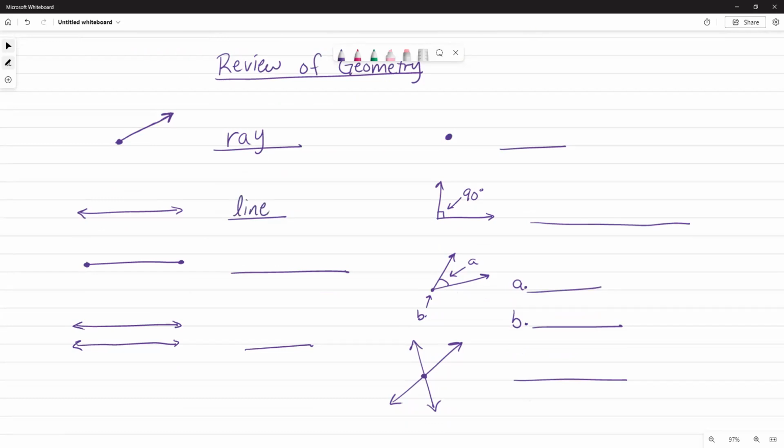And when you have a line but it has 2 points, one on each end, that means that it stops. So this is a line segment. It has a beginning and an end. And what do we call two lines that will never intersect? These are parallel lines.